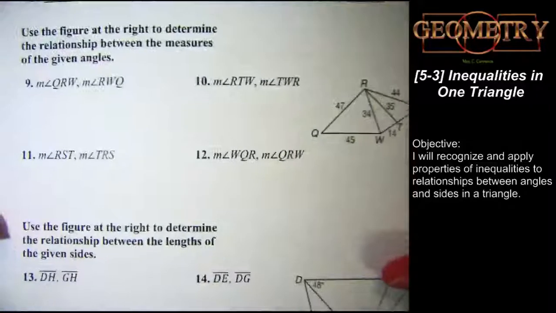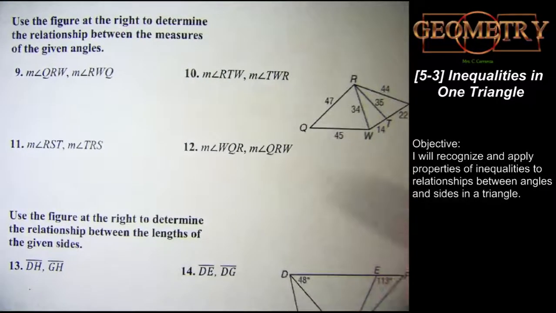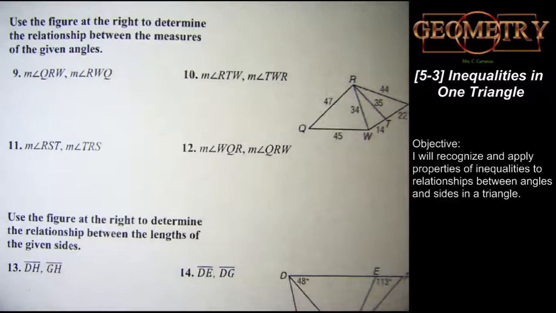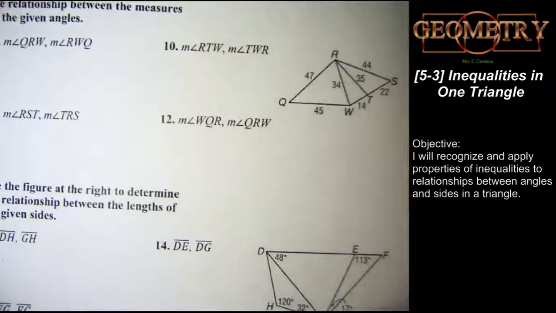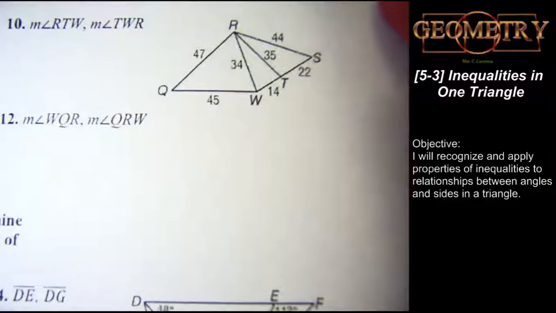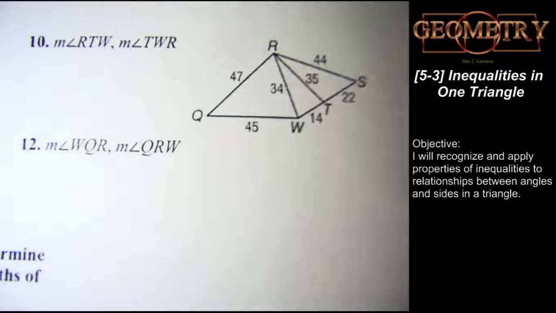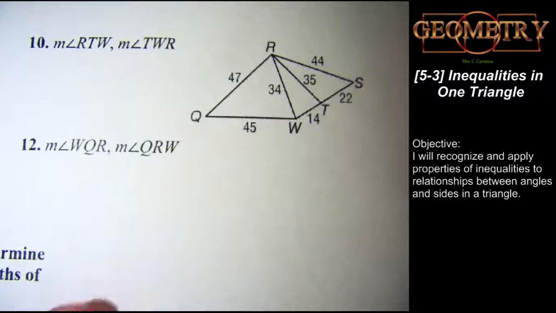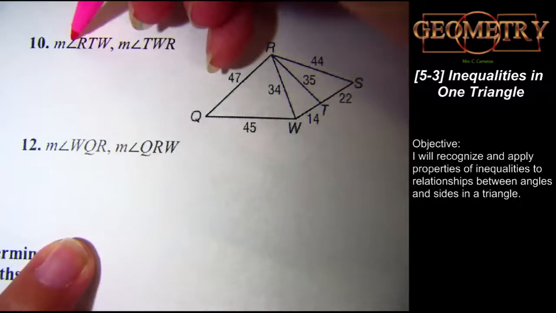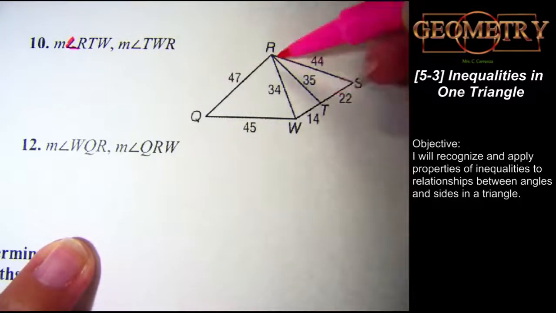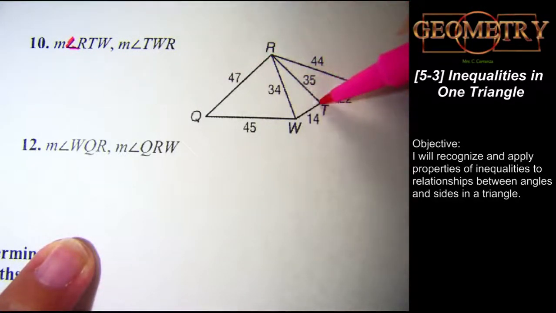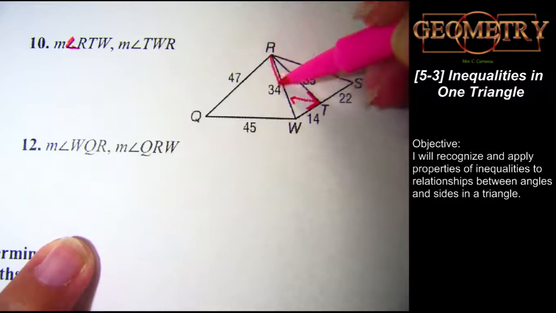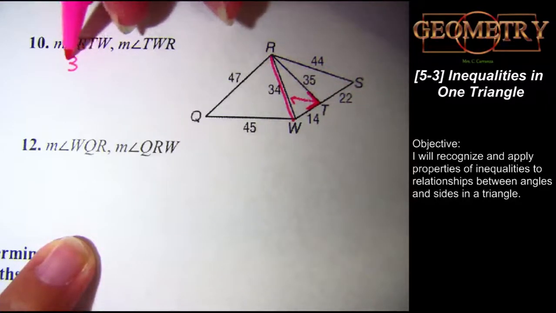All right, let's look at the next page. This one is going to be using our angle side relationships and our side angle relationships. Use the figure to the right to determine the relationship between the measure of the given angles. So we want to know the relationship between the angles, and so we need to be given information about the sides. All right, I'm looking at angle RTW. Start at R, go to T, turn around, go to W. RTW then is this angle, and opposite that angle is this side, measure 34.